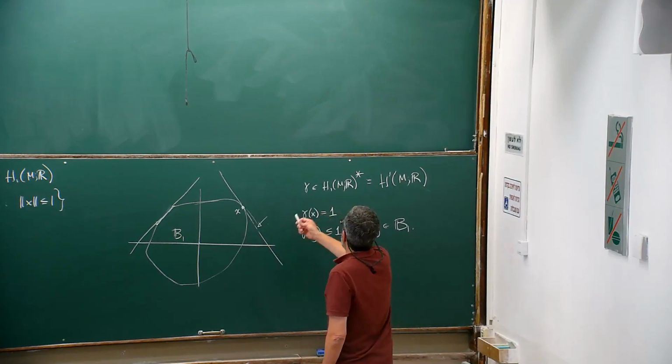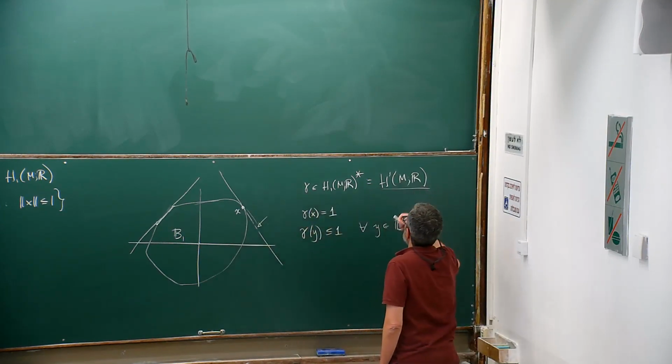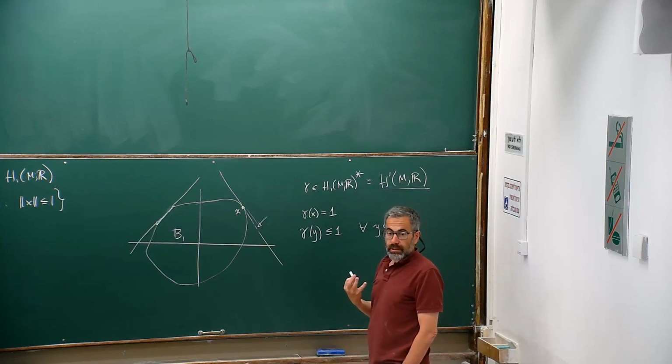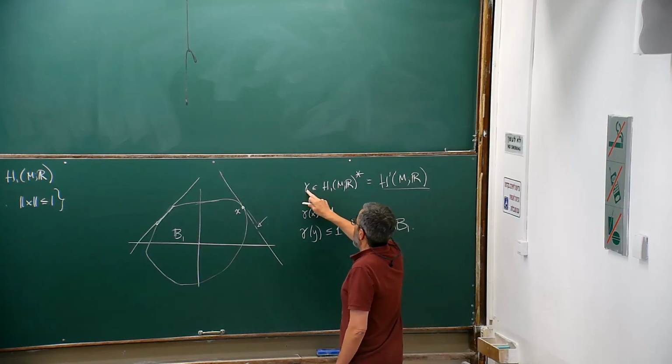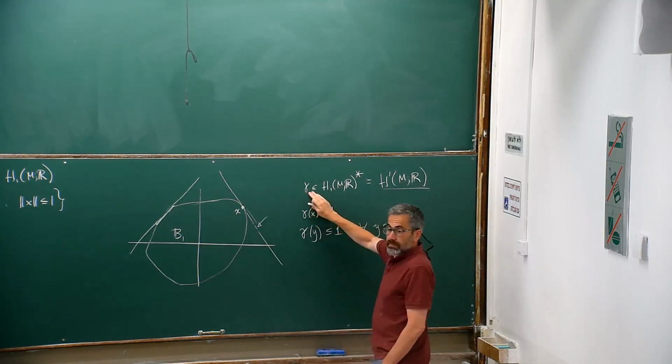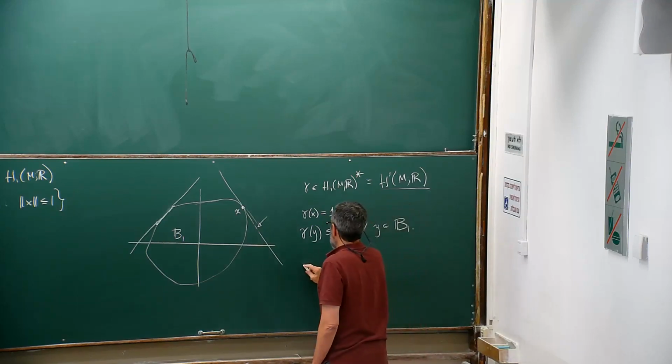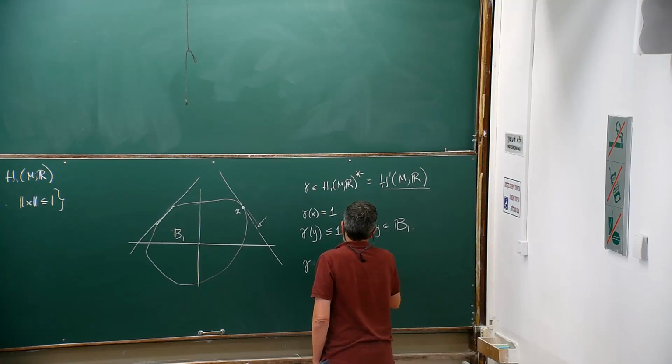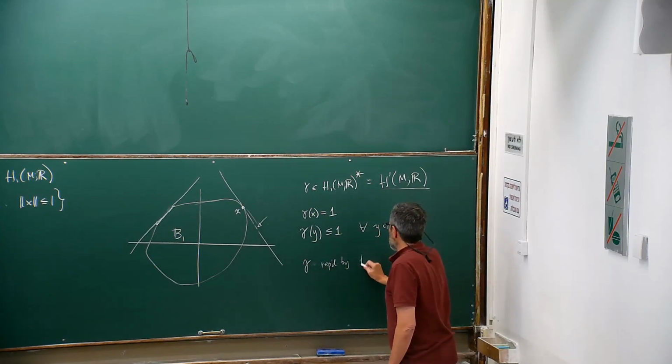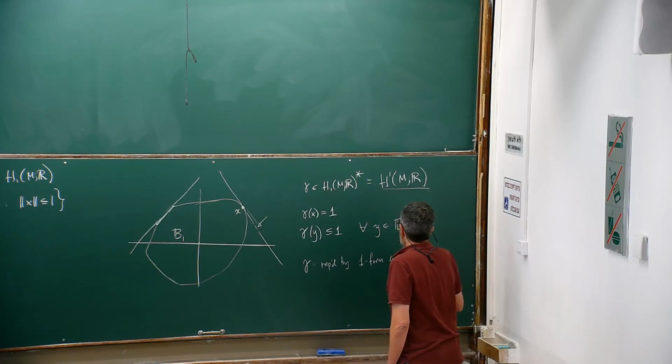And because it's an element of cohomology, it gives me a little bit more of a geometric thing, namely gamma is represented by a 1 form in the manifold. So gamma is represented by many, not one, but many 1 forms. Say omega on M.